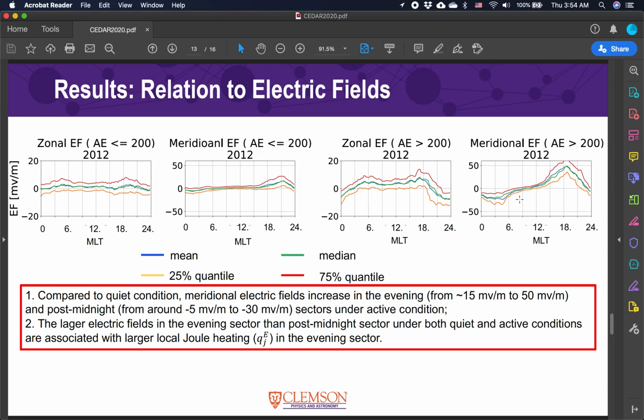Then let's see the result under active conditions. We see enhancement of the meridional electric field in the evening sector and also in the post-midnight sector. The maximum enhancement appeared around 18 local time, which is much earlier than what we see under quiet conditions. The maximum enhancement in the evening sector is also larger than the enhancement in the post-midnight sector. So this might be related to the larger enhancement of local Joule heating in the evening sector.